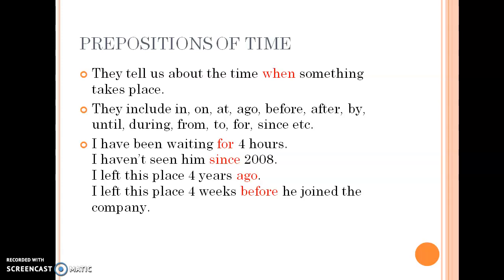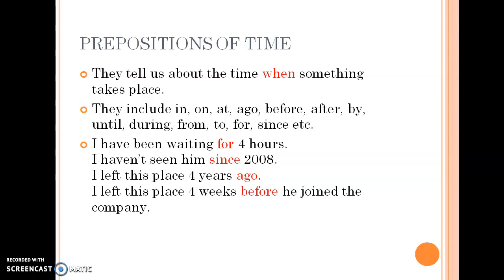I haven't seen him since 2008. Now I know in which year I saw him, and since that time I haven't seen him. So I haven't seen him since 2008. When you know the exact starting point of an action, you will use "since". And when you want to talk about the duration, you would use "for".